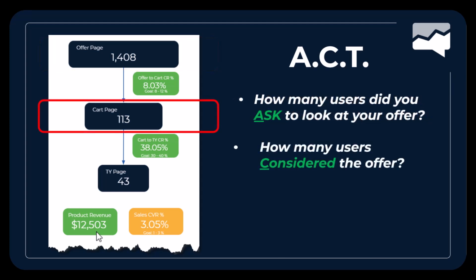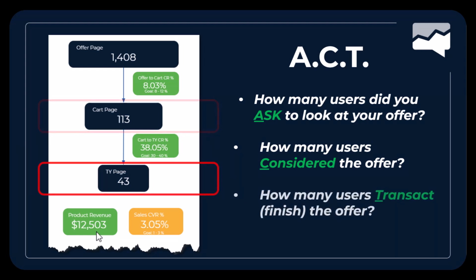Then how many users considered the offer? How many users kind of took that middle step in between? Or how many people did something that showed you they were engaging with the user journey? So that's what we're calling considered. And then how many users transacted? How many users finished the offer? So we take ACT, with the A for ask being how many users start.